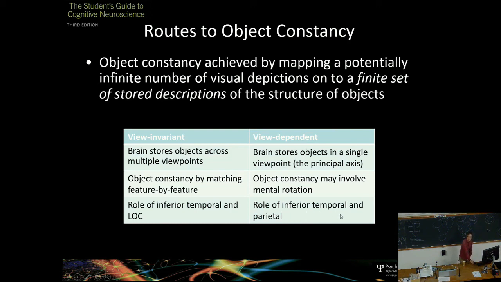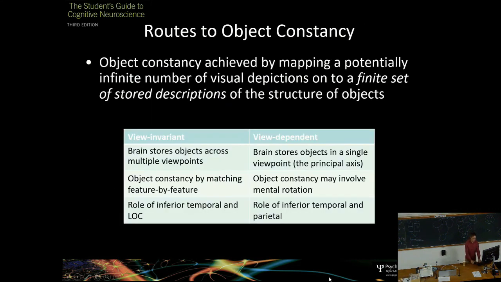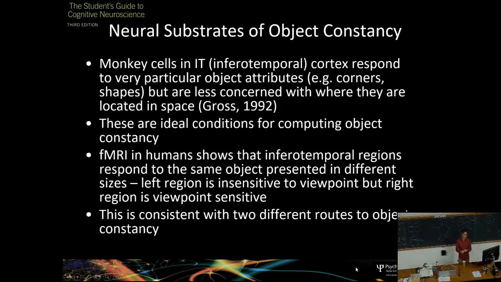Basically, this ventral stream, or inferior temporal cortex, going outside of the visual cortex, seems to be important. Here we've got the lateral occipital cortex. Your parietal lobes are probably involved more in matching by views. So what is the evidence that these particular regions in the brain are involved in object constancy?